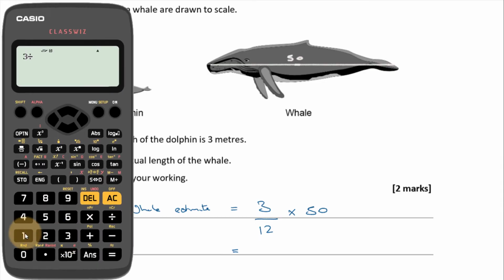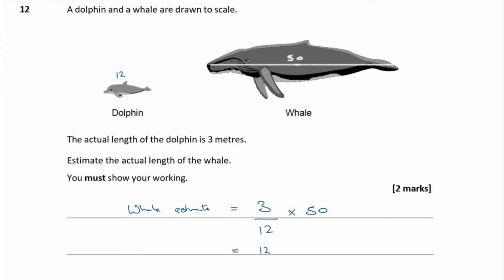So don't believe me, try it. So 3 divided by 12 times 50, that comes out to be 12.5. So my estimate is that it's going to be 12.5 meters.